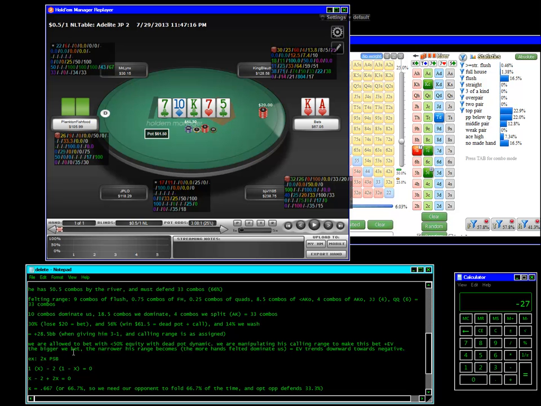Perhaps not here, but it's good to know that we are allowed to bet with less than 50% equity simply through the dead pot dynamic. And by manipulating his calling range to make this bet plus EV, the bigger we bet, the narrower his range becomes, which means the more hands he's forced to felt will dominate us, and our EV trends towards negative. And I did a very extreme example of that.